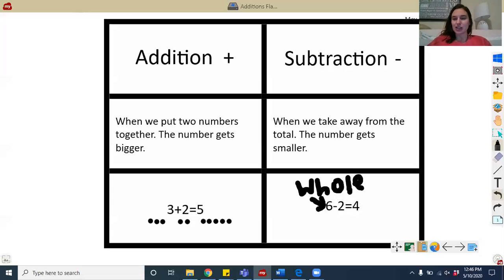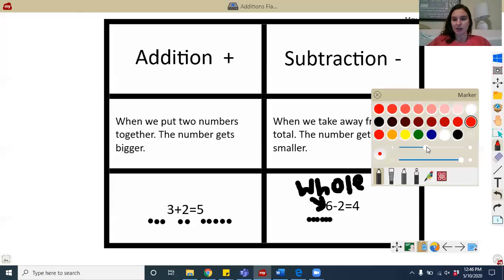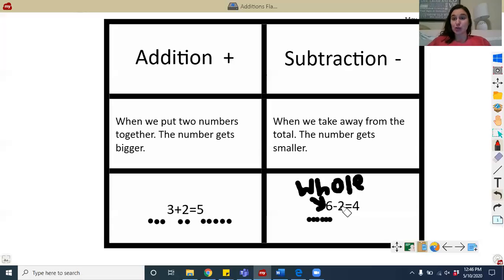So let's go ahead and do our dots. So here, if I were to do my 6 dots, 1, 2, 3, 4, 5, 6, I'm going to use a red pen so you can see that I'm crossing that off. Let's make it a little smaller. Minus 2, so you're taking away 2. I'm going to cross it off, and I always start from the back because then my number gets smaller, equals, and I have 1, 2, 3, 4. So you're taking something away. So if I have 6 and I take away 2, I get a smaller number, 4.